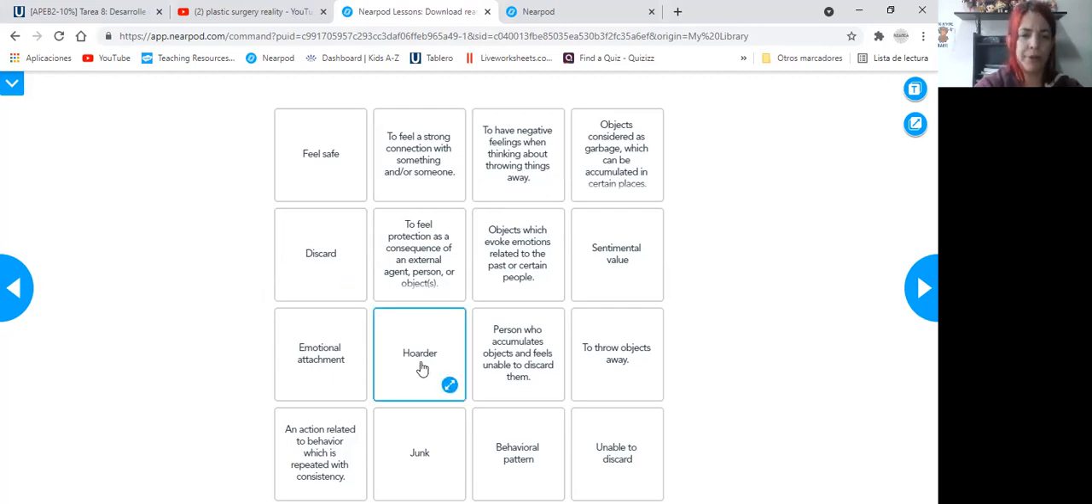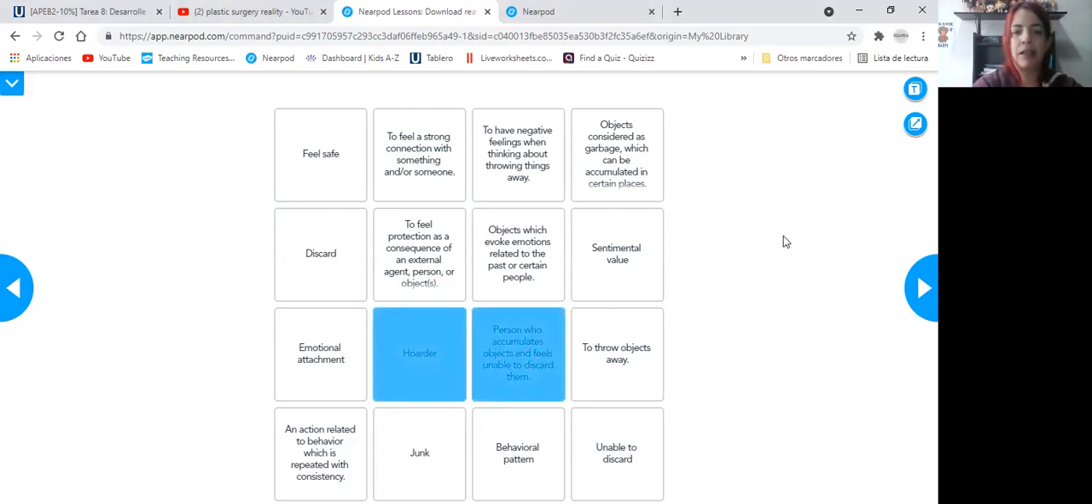Let's start with a hoarder. Do you remember what I said about hoarders or hoarding? Okay, to accumulate. But hoarder means, you remember, like a teacher, lawyer. Aha, it's a person. Very good. Exactly. Person who accumulates objects and feels unable to discard them. Very good.